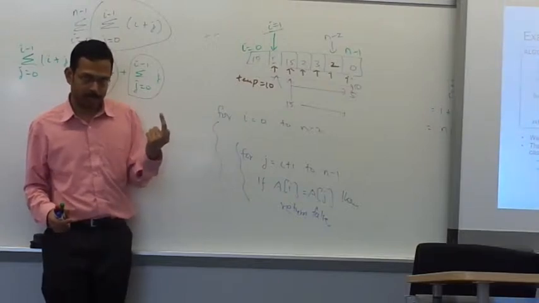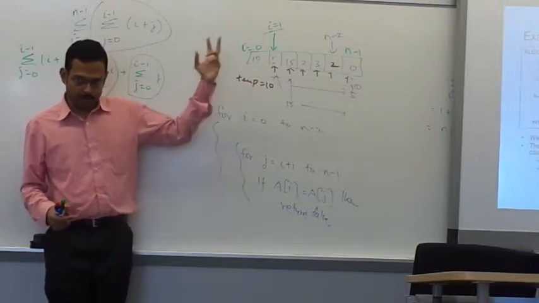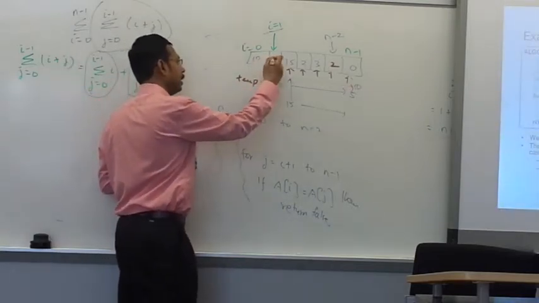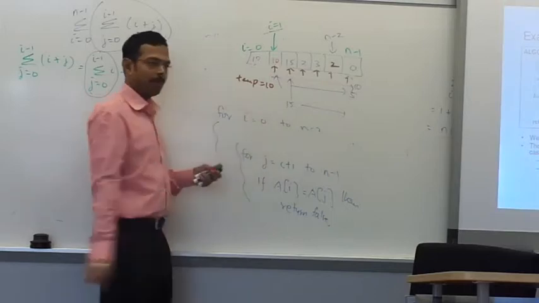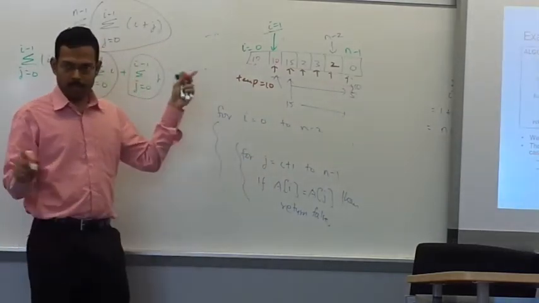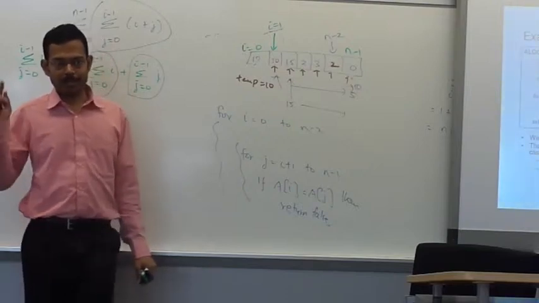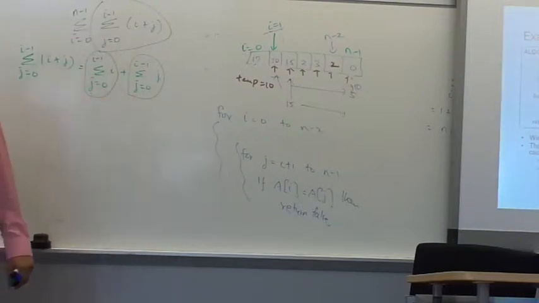So when can that happen? The first two numbers are the same. So if I have a 10 and 10 here, I pick up this 10, compare with my I plus 1 index, they are matching, so I can say return false. So the best case is one comparison. And that can happen if the first two elements are the same. When will the worst case happen?